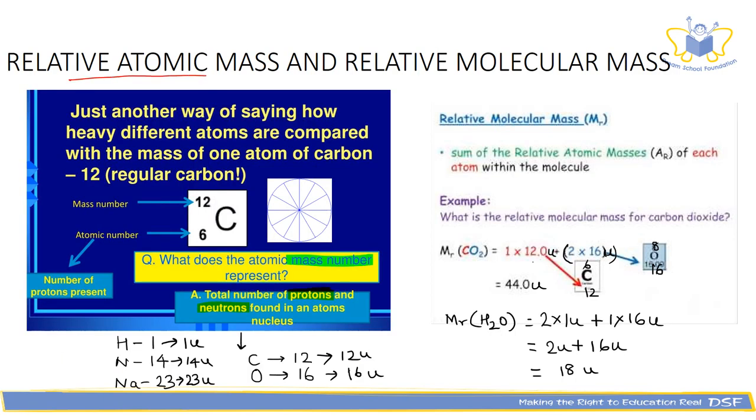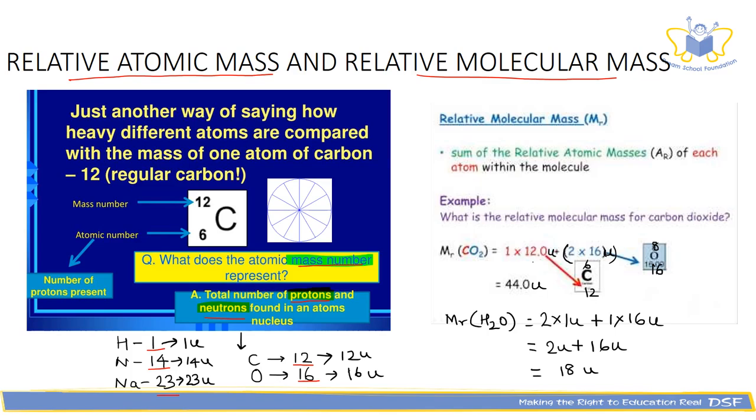Let us try to understand relative atomic mass and relative molecular mass. Even before we get to it, let us try to recall what mass number is. It is nothing but the total number of protons and neutrons present in an atom, correct? So in that case, hydrogen has one proton and no neutrons, hence its mass number is 1. Nitrogen has 7 protons and 7 neutrons, hence it is 14. Sodium has 11 protons and 12 neutrons, hence it is 23. Carbon has 6 protons and 6 neutrons, hence it is 12. Oxygen has 8 protons and 8 neutrons, and hence it is 16.